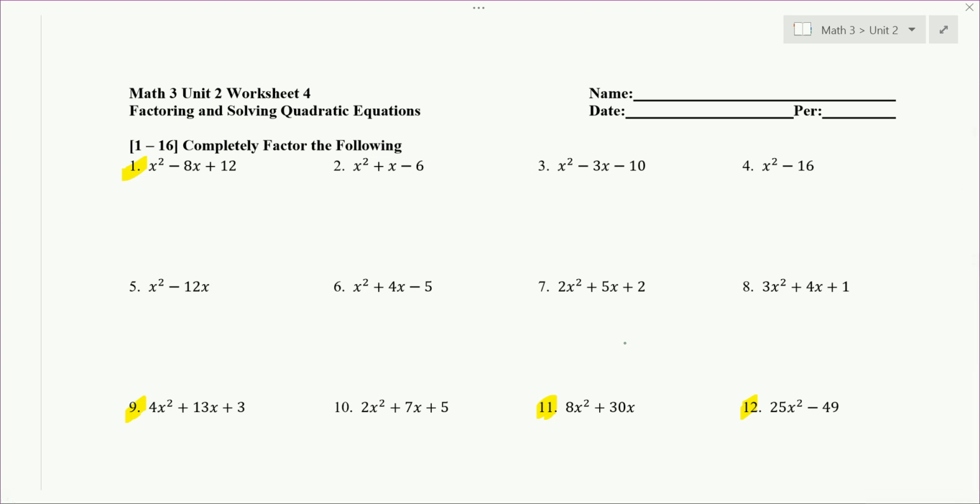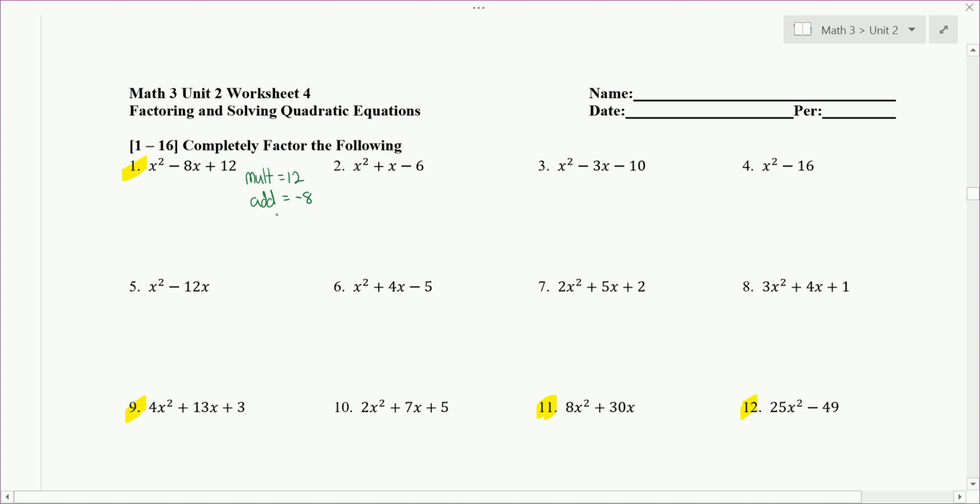There are different types of factoring, and if you have 3 terms, a trinomial, where the leading coefficient is 1, we can just take a look at the second coefficient and the constant, and ask ourselves what two numbers multiply to 12 and add to -8.